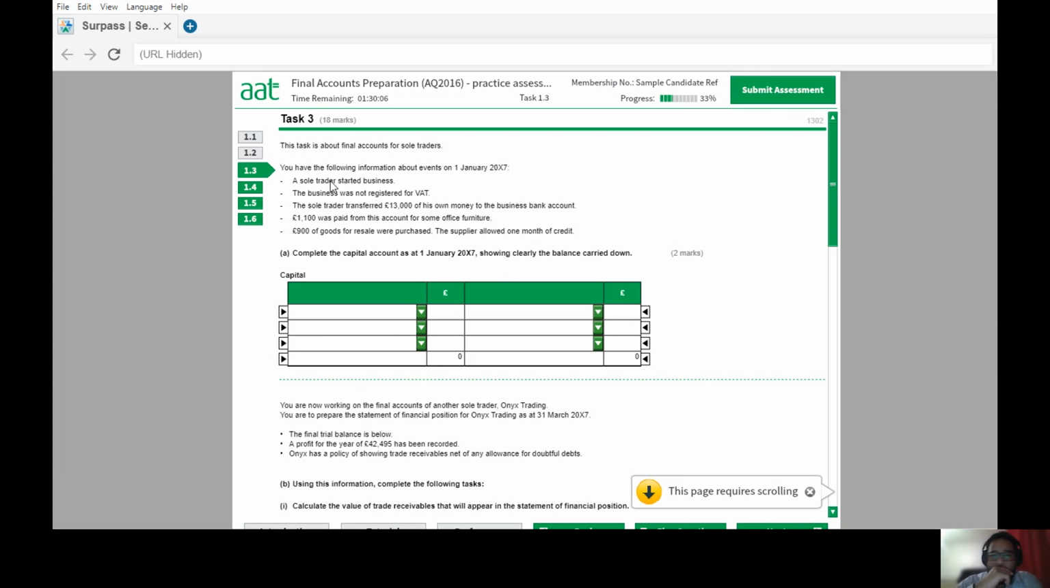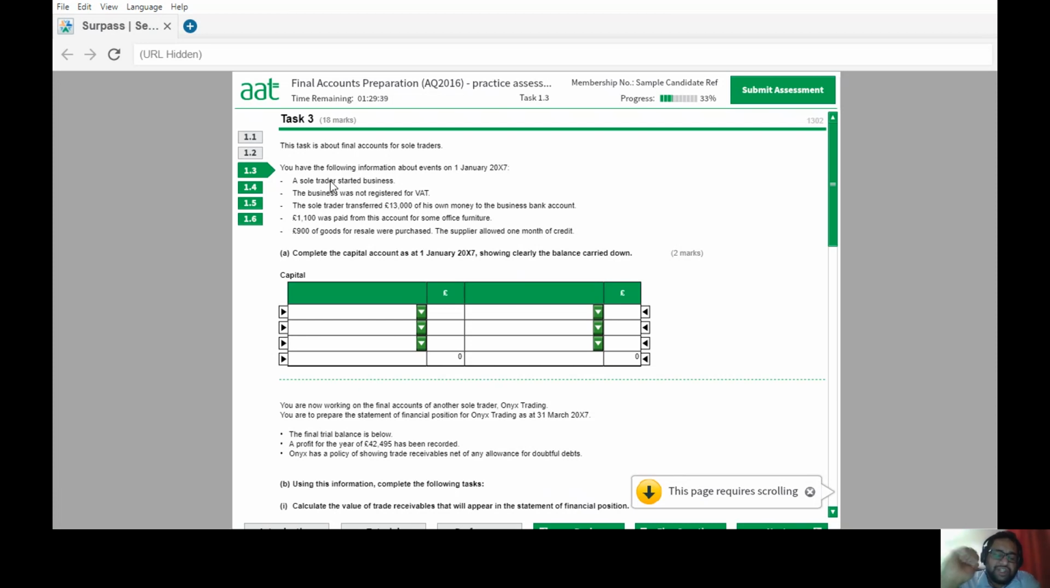Now, this task is about final accounts for sole traders. You have the following information about the events on 1st of January 2017. A sole trader started the business. The business was not registered for VAT. The sole trader transferred £13,000 of own money into the bank account. 1,100 was paid from this account for some office furniture. £900 of goods for resale were purchased. The supplier allowed 1 month of credit.